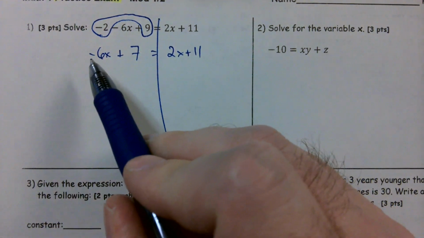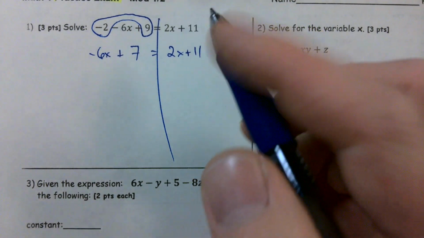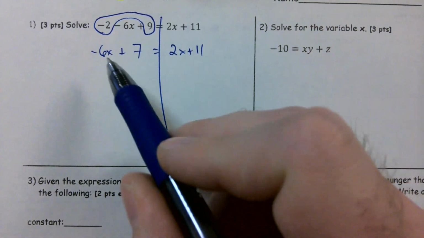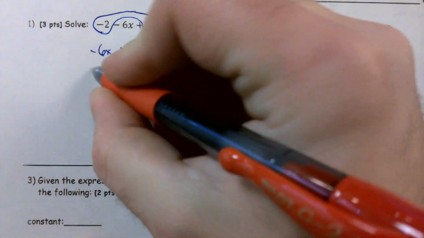Now we've got a variable with a constant and a variable with a constant. Okay? Now it's time for us to bring our stuff over. What do I want to bring over to the left? The variable terms, 2x. I can subtract it like so.